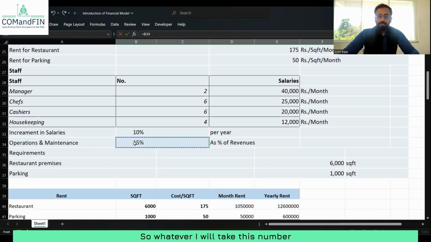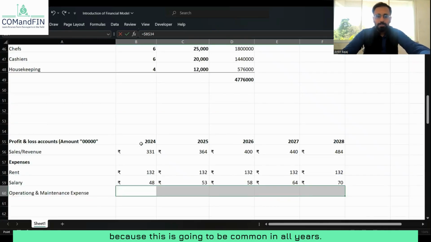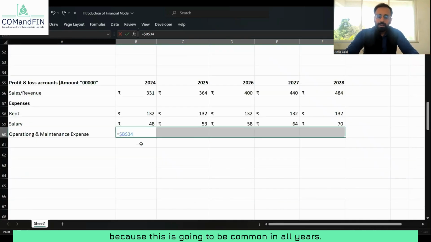So what I will do, I will take this number and I will freeze this number because this is going to be common in all years. So I have frozen 15% and I will take your revenue. That is 331 for the first year, right? And when I drag this value to other years, automatically the year of sales will change. So I will press Ctrl+Enter.